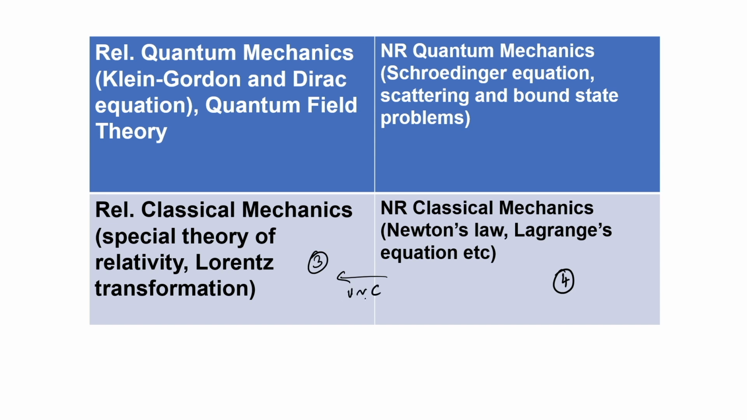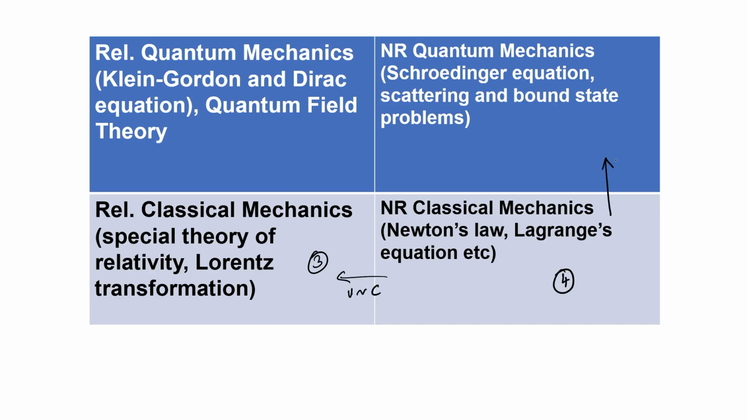So, if the velocity of the particle is comparable to the speed of light, then the non-relativistic formalism does not work. In the relativistic formalism, the main difference is that space and time are coupled. We have looked at the special theory of relativity and the Lorentz transformation, and we have talked about various phenomena, such as the paradoxes that arise because of the simultaneity problem.